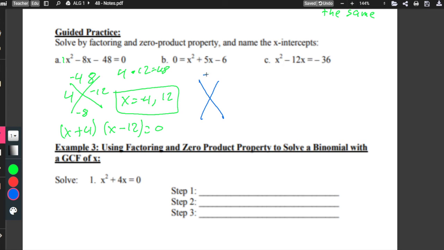Same thing. So negative 6 has to add up to 5. Factors of 6, so that's going to be positive 6 and negative 1. Okay, give me my eraser tool. So x minus 1 times x plus 6 equals 0. So x equals positive 1 and negative 6.